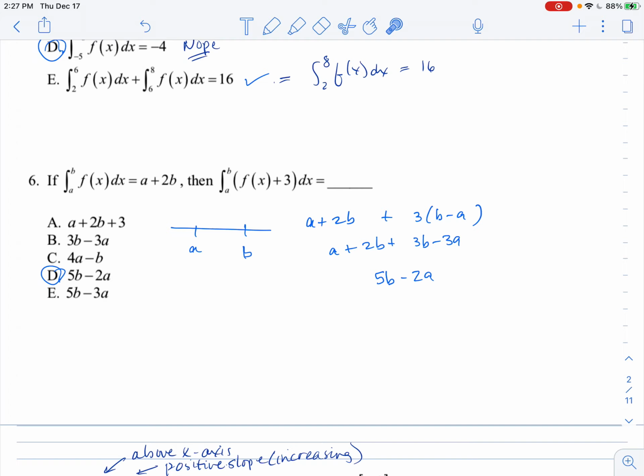In problem number 6, the integral from a to b of f of x dx equals a plus 2b, then the integral from a to b of f of x plus 3. Okay, so this one's similar to the previous problem where we need to find the antiderivative of 3, and so that's 3x. And so we're going to be subtracting b minus a, and so we'll substitute that in. So a plus 2b, that is your integral from a to b of f of x, plus, and then after we've substituted in the b minus a into the 3, combine your like terms and we have 5b minus 2a.